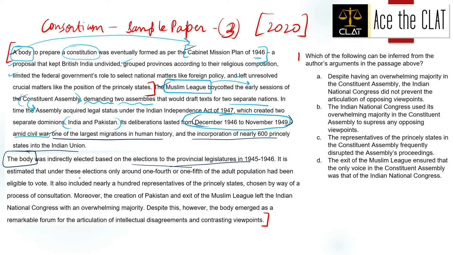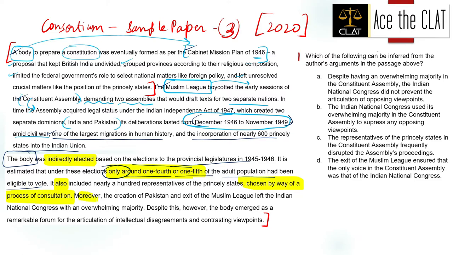It is estimated that under these elections, only around 1/4 or 1/5 of the adult population had been eligible to vote. So, ek to ye indirect elections tha, right? Let me use the highlighter. Indirect election. And only around 1/4 or 1/5 of the adult population were eligible to vote. It also included nearly 100 representatives of the princely states chosen by way of a process of consultation. Yahan bhi election nahi hua.